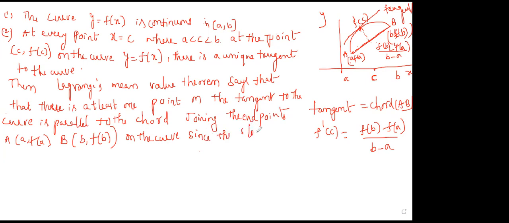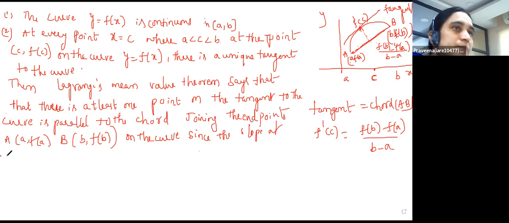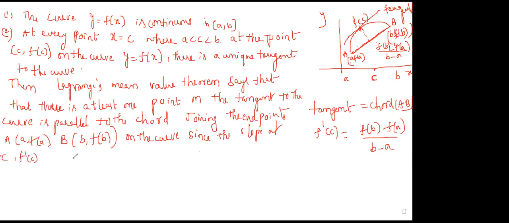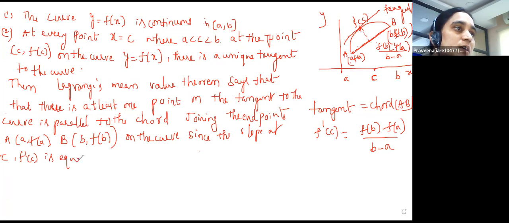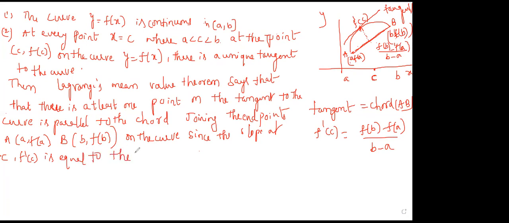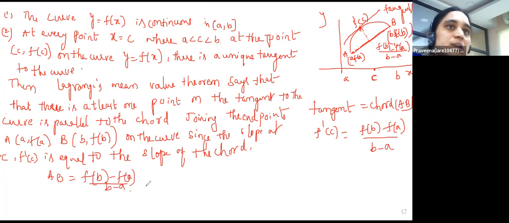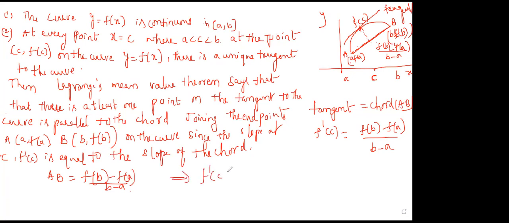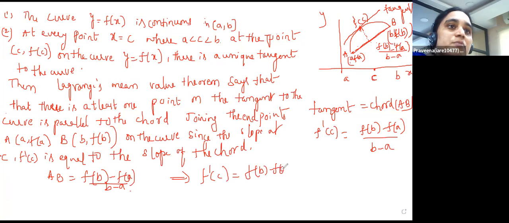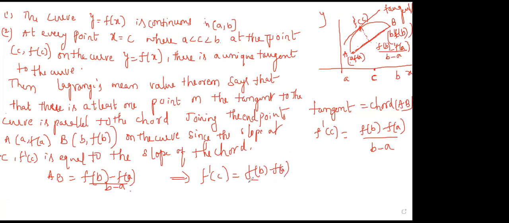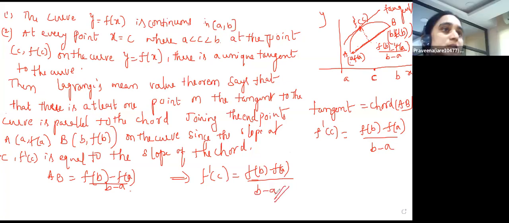Since the slope at C, that is C comma f dash of C, then f dash of C is equal to the slope of the chord AB, which is f of B minus f of A by B minus A. From this, f dash of C is equal to f of B minus f of A by B minus A. This is the geometrical interpretation.